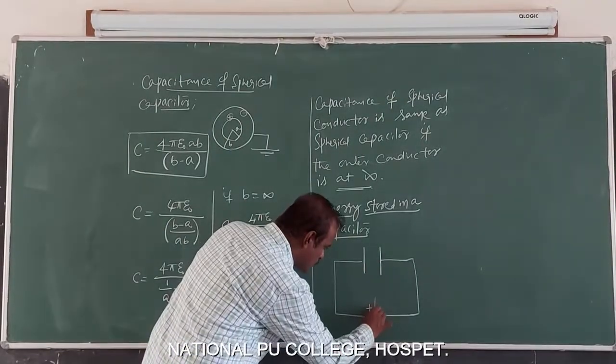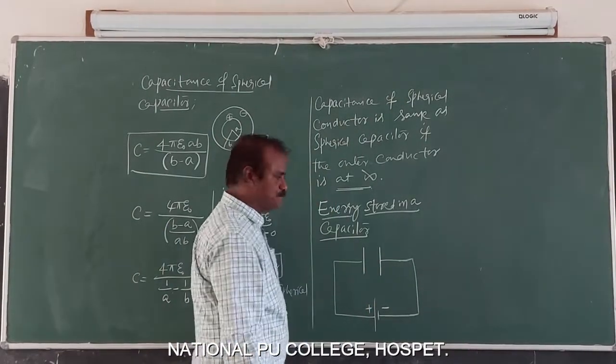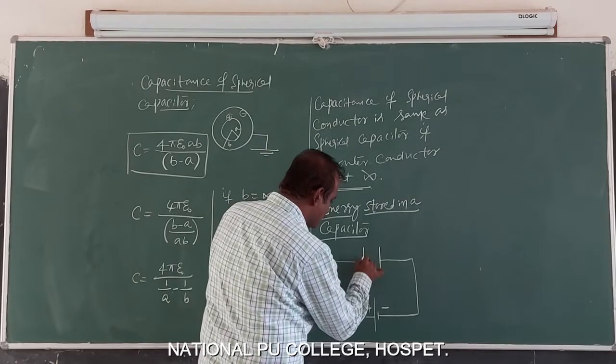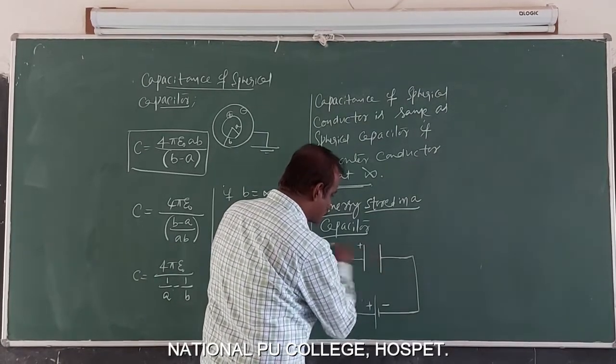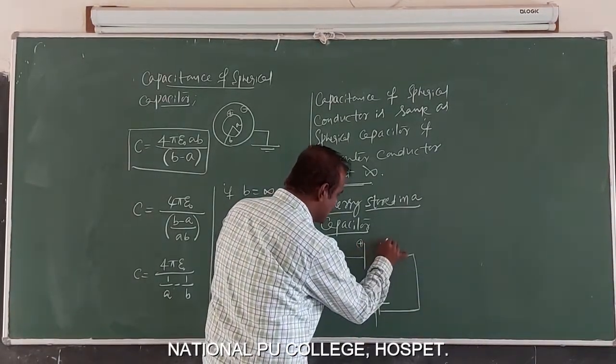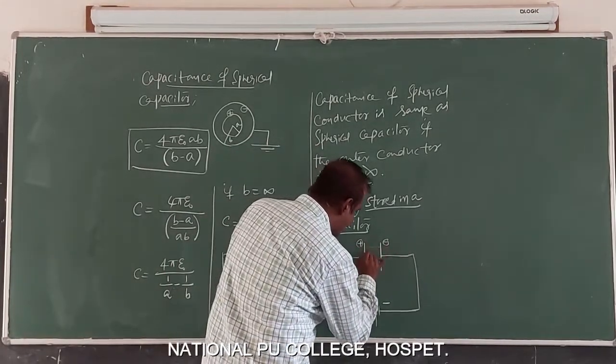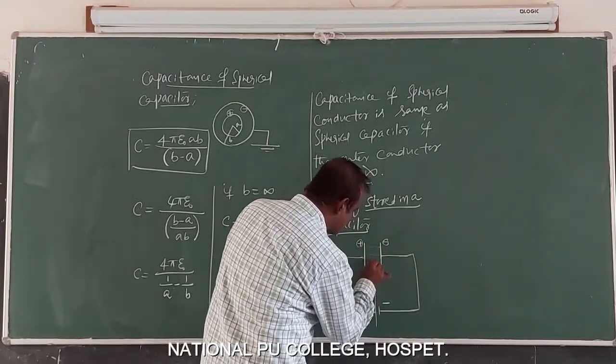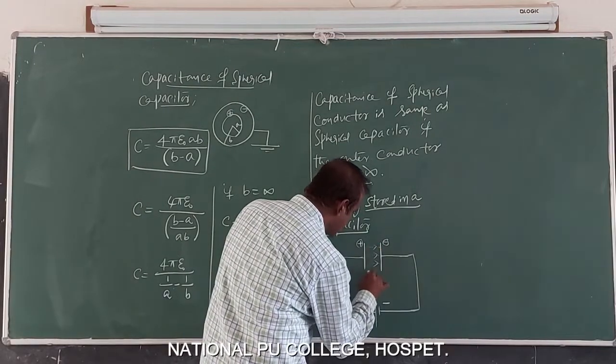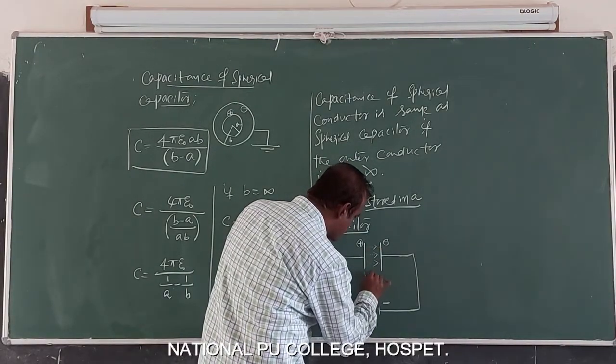Battery has positive polarity and negative polarity. And remember, this is the positively charged plate. This is the negatively charged plate. So an electric field is established between the plates of the capacitor. And there is a potential difference.